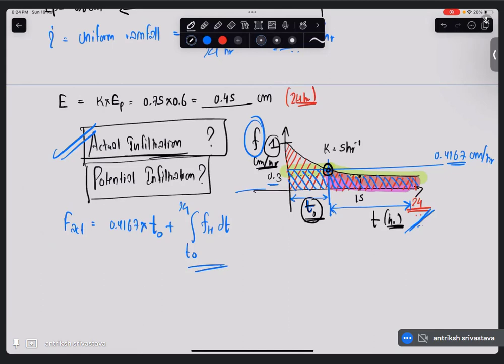Okay. So if you look at this point carefully, you will see that at this point, the I, that is the rainfall intensity, is getting equal to your infiltration rate. So if I just put F is equal to I, and since F is a function of time, then I can easily get the value of T naught, right?